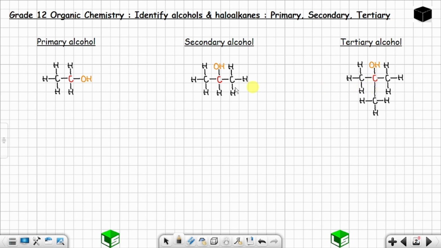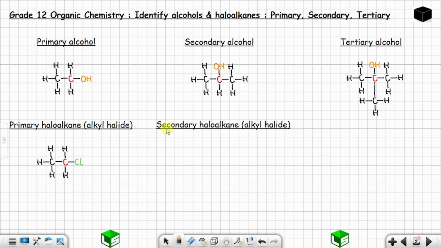So these carbon atoms can be known as a primary carbon atom, a secondary carbon atom, and a tertiary carbon atom. You can do the same for a primary haloalkane or primary alkyl halide. When we have this, you can see the carbon atom is attached to this halogen, which is chlorine. It is also attached to one other carbon atom, and this will be known as a primary haloalkane or primary alkyl halide.